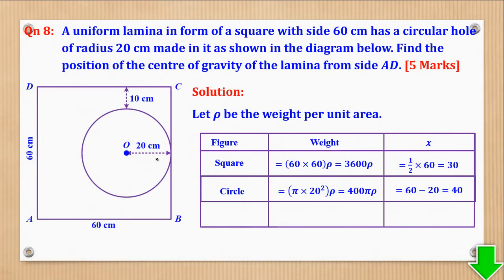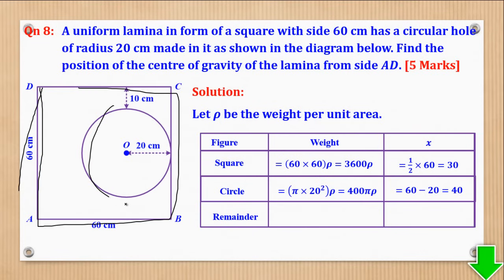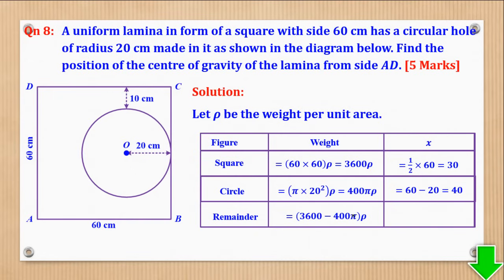Then also for the remaining lamina. For the remainder, the weight will be the weight of the whole square minus the weight of the circle. When you do that, you come up with the remaining weight, which is this minus this to give you this. So rho is common, that's why it has been put outside. Then the center of gravity of the remainder is what we want. So you can give it an unknown, x bar.